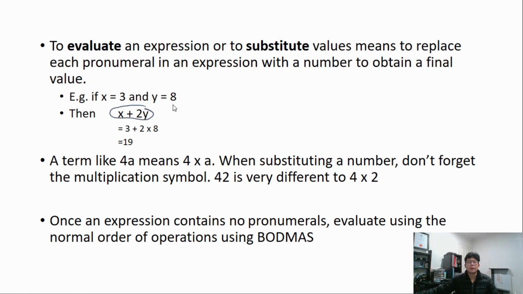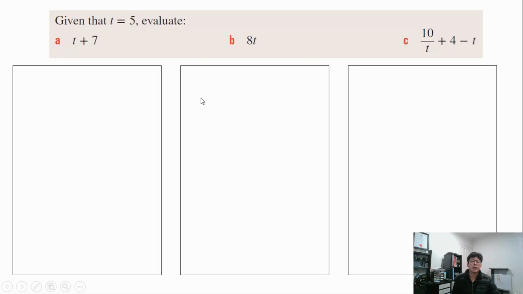Alright, so now that we know the key points of today's lesson, let's have a go at some of the questions. Given that t equals 5, let's have a go at evaluating these expressions. So t plus 7, we're just going to replace t with the 5, so that gives us 5 plus 7, which equals 12. Pretty simple. Next one, 8 times t. We're going to replace t with the 5, so that gives us 8 times 5, which is going to equal 40.